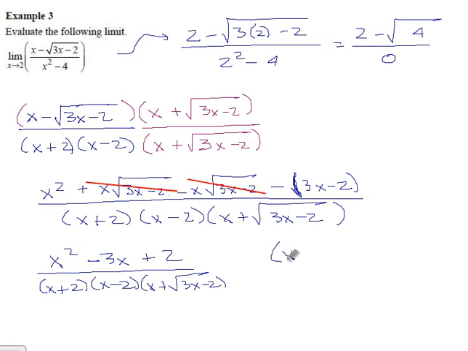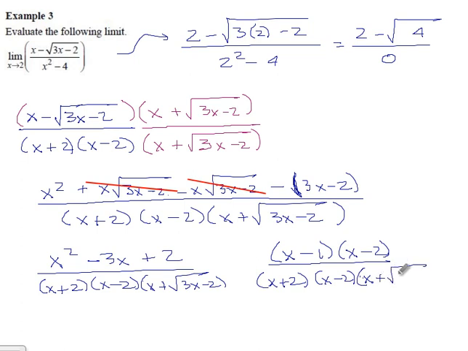If we factor it, we get, oh, look at this. X minus 1, x minus 2. The exact thing that we needed to cancel cancels. And now our reduced expression is x minus 1 over x plus 2, and then x plus root 3x minus 2. We can now try this again and say, hey, now that the piece of you that didn't like 2 is gone, what do you say? 2 minus 1 over 2 plus 2, 2 plus root 3 times 2 minus 2.